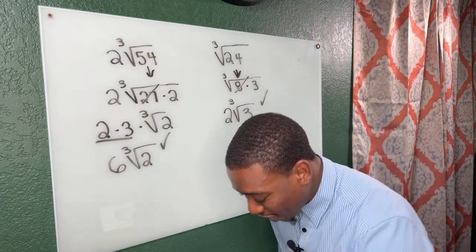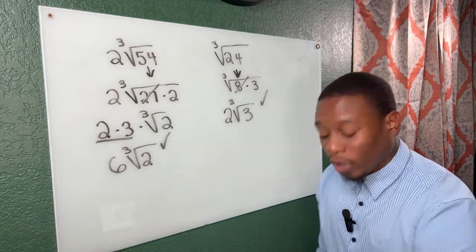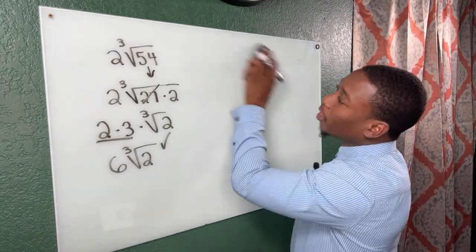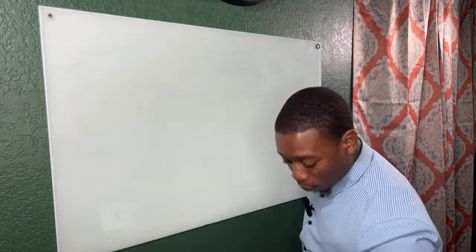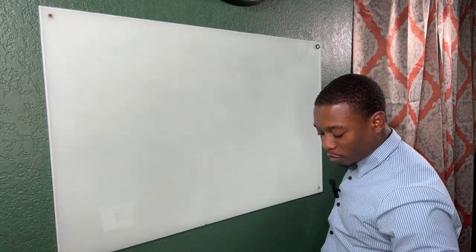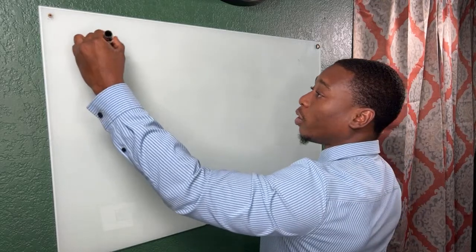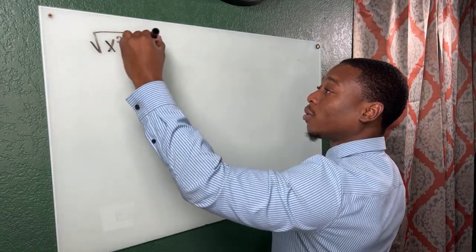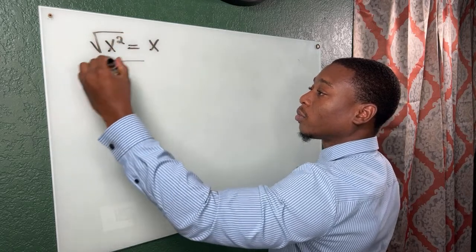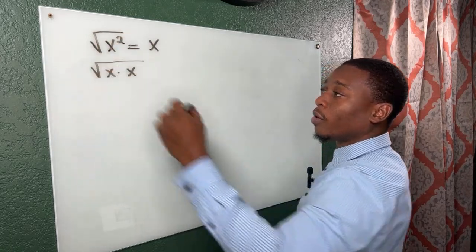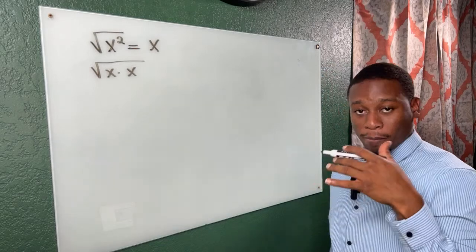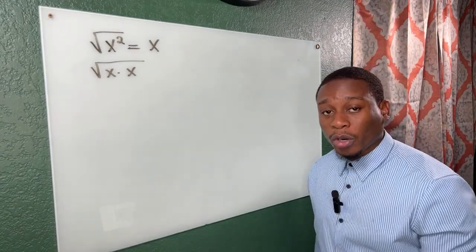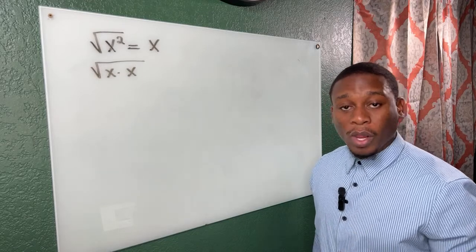So this is the first aspect of our video, just regular simplifying radicals and cube roots. Now in the second part of our video, we're moving on to simplifying with variables. Before we get there, we need to understand this important concept. When we're talking about simplifying x squared, the square root of x squared is just x, okay?